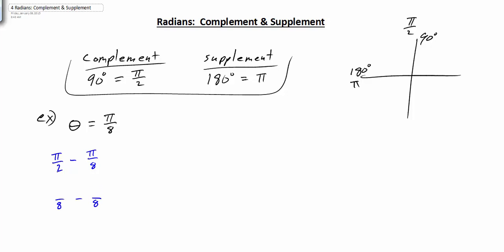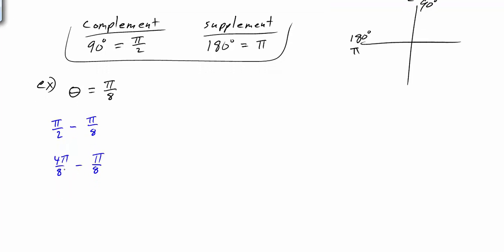So if we multiply the 2 by 4, we multiply the pi by 4, so that gives us 4 pi over 8. And of course, we can see that's the same thing as pi over 2. And pi over 8 is going to stay the same because it already has the common denominator. So 4 pi over 8 minus pi over 8, we end up with 3 pi over 8. So that is the complement.